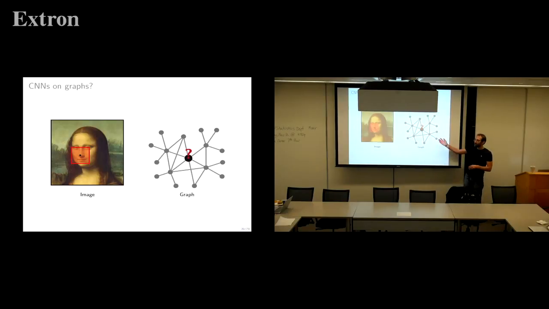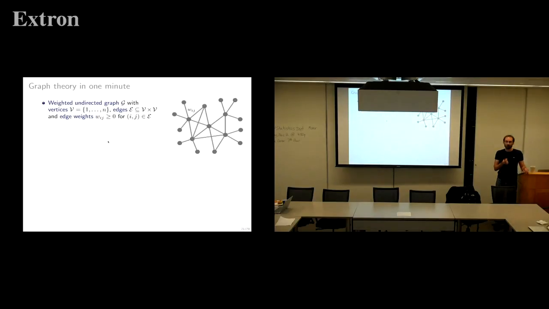Okay. Now on a graph, it's not even clear what the notion of a patch is, right? The number of neighbors at a given vertex can be very different. So you don't have a grid structure. Let's see how to do it. Let's start with a generalization of the convolution.